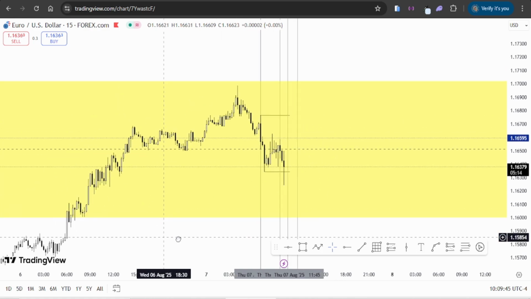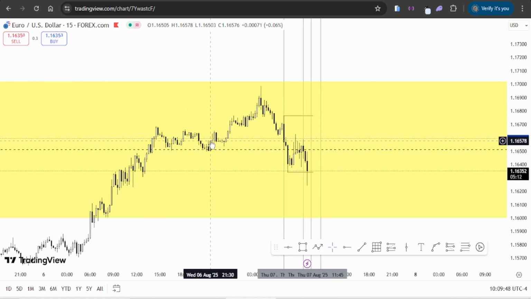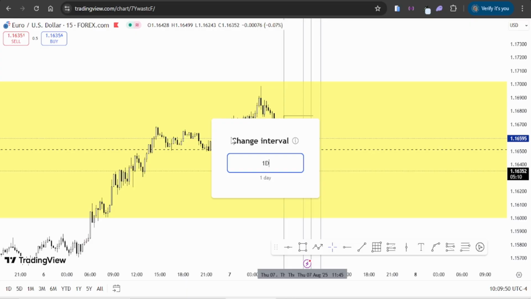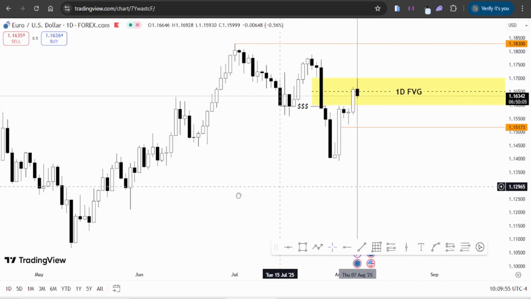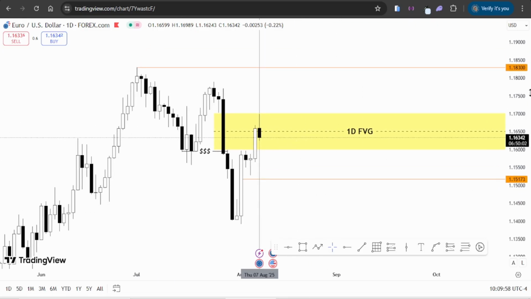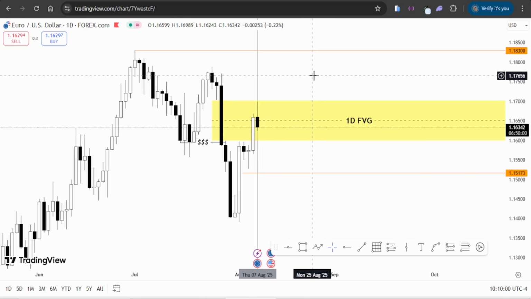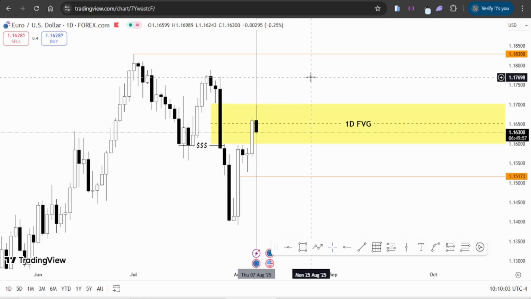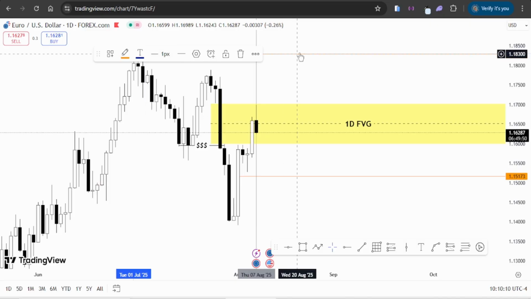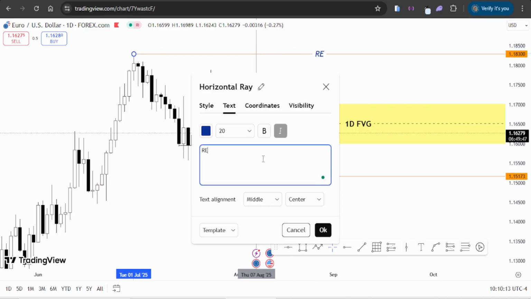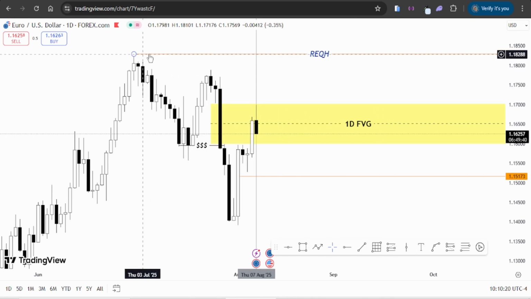Okay, this yellow shaded spot is our 1 day fair value gap, and what is actually happening on the 1 day is interesting. I love to see that kind of price action. We see price leaving this high open, so this high is open. Remember, it is a relative equal high.